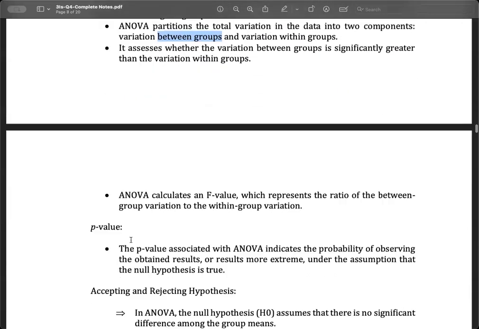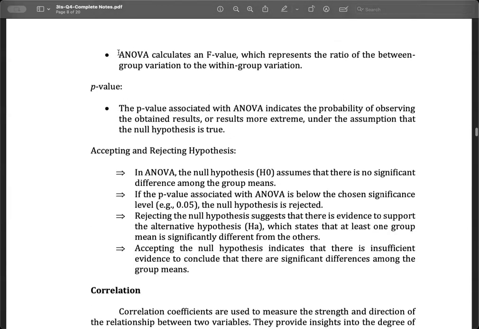ANOVA calculates the F value, which represents the ratio of the between group variation to the within group variation. Just like a p-value, it indicates the probability of observing the obtained results or results more extreme under the assumption that the null hypothesis is true. So it's still the same. Accepting and rejecting the hypothesis in ANOVA is similar to the t-test. But here is the difference.